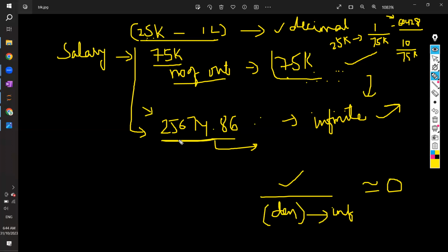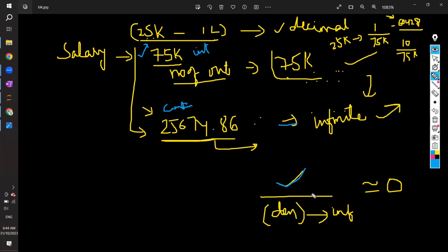So when you are considering integers, that becomes discrete, countable. 75,000, that is countable. But if you are also considering the decimal part of the salary, then that suddenly becomes continuous. That means any value is possible. So because any value is possible, the total outcomes will be infinite.